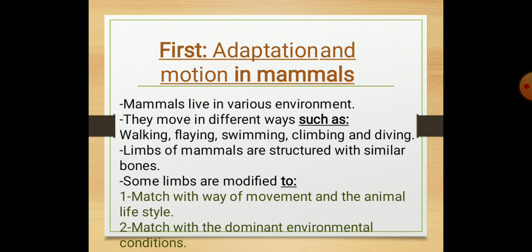First, we'll start with adaptation and motion in mammals. Mammals live in various environments, so they move in different ways, such as walking, flying, swimming, climbing, and diving. Although the limbs of all these mammals are structured with similar bones, modifications have happened to these limbs. Give reason: to match the environment and the animals' lifestyle, to fit the dominant environmental conditions. Perfect.